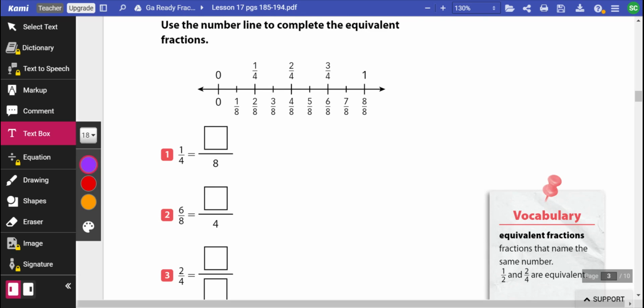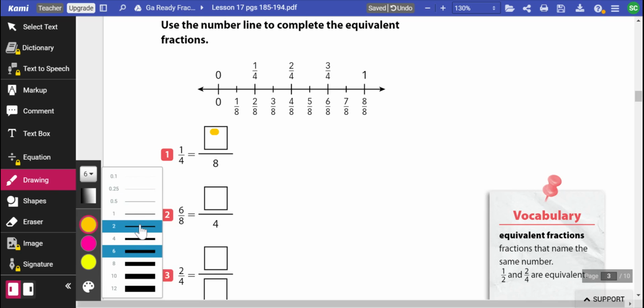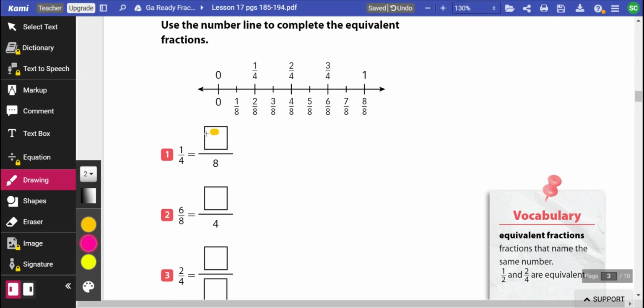So first, 1/4 is equal to how many eighths? All I need to do is look over here at my number line. I'm going to find 1/4, which is right here, and then I'm going to follow that down. And 2/8 is at the same place on the number line. I still have my really big thickness on, so let's make that a little bit thinner and make that 2/8. There we go.